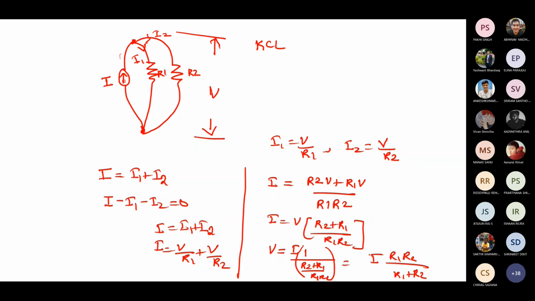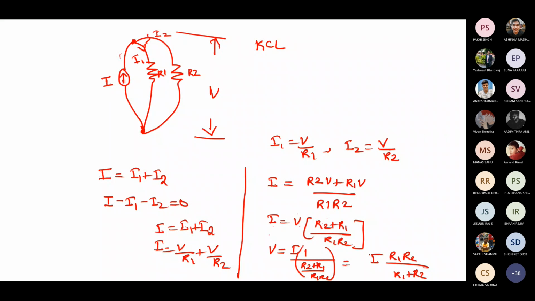Ma'am, can you please explain the last step? Why did you put 1 by R2 plus 1 by R1? V is equal to IR. I want to take V here, so this term I'm going to take the other way. Okay, ma'am. Yes, ma'am.